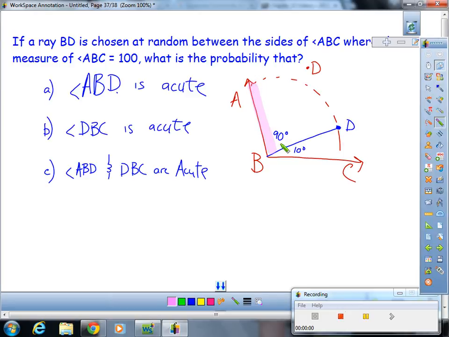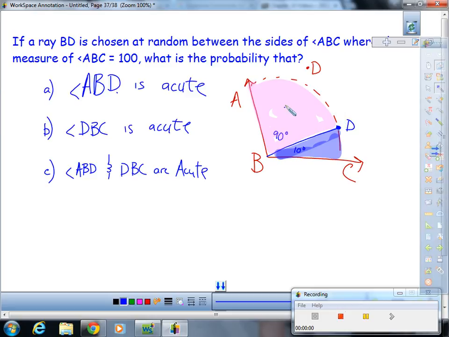So this region here has a 90-degree representation. Let me explain what I'm doing here. If point D falls anywhere in this region, then what is angle ABD? Well, it's not acute. It's either right or obtuse, right? So this purple region represents our success region. The blue region represents our failure region. So the answer for A, I think, is 90%, 90 out of 100. Is that what the book had? Okay, good. All right, not 90 degrees, 90%.